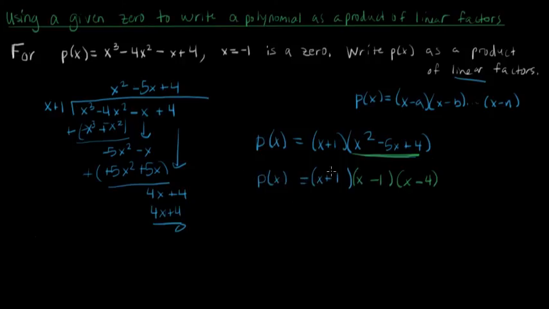And that is a product of linear factors. Now, if you didn't know how to factor this, or if it didn't come out evenly, you could always use the quadratic formula. And that's how we write a polynomial as a product of linear factors.